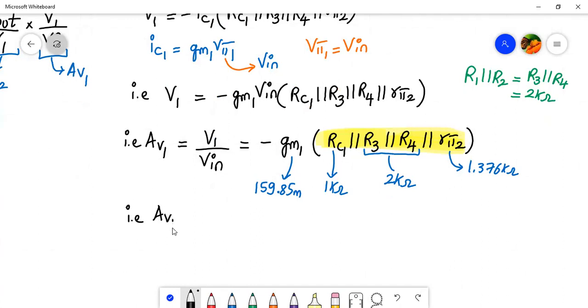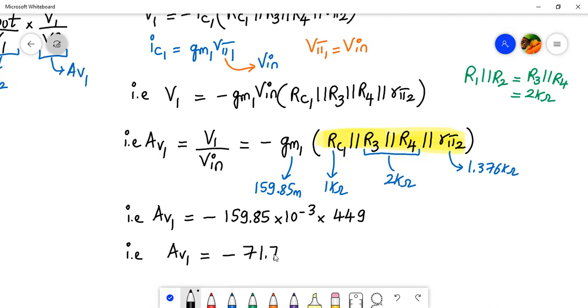So AV1 will be equal to minus 159.85 into 10 raised to minus 3 into, and if you solve it, you will get these four resistances in parallel. The value will be 449. Therefore, your AV1 value will be equal to minus 71.78. Let me highlight it now. That's the gain of the first stage, AV1.